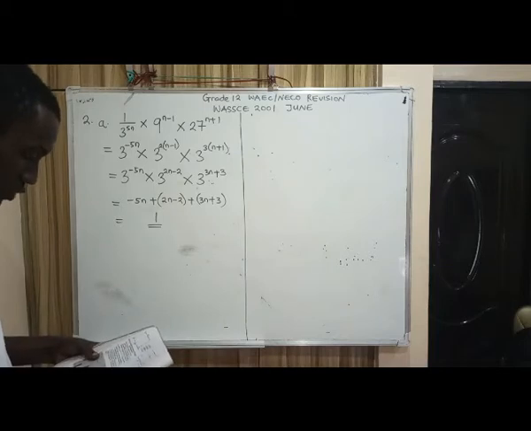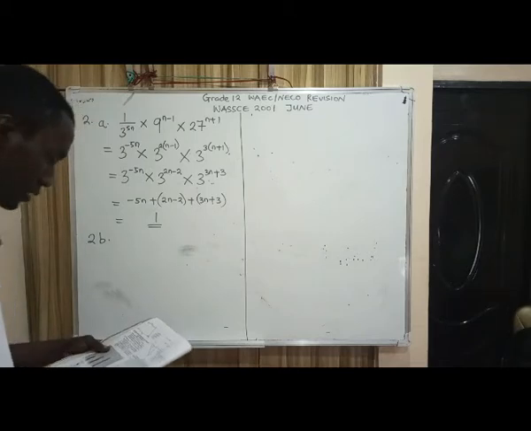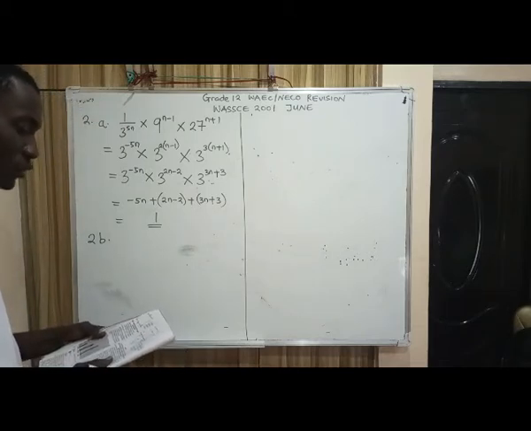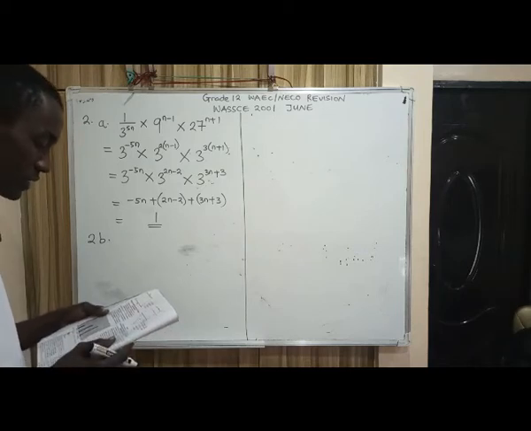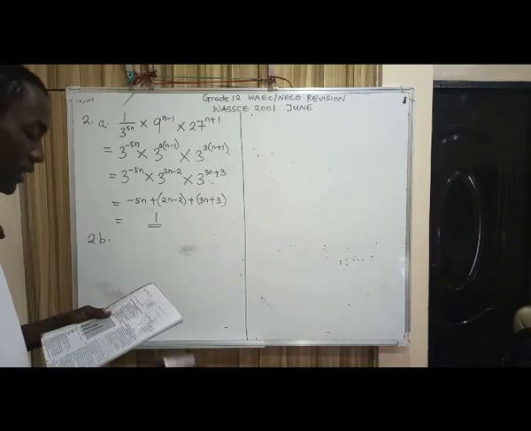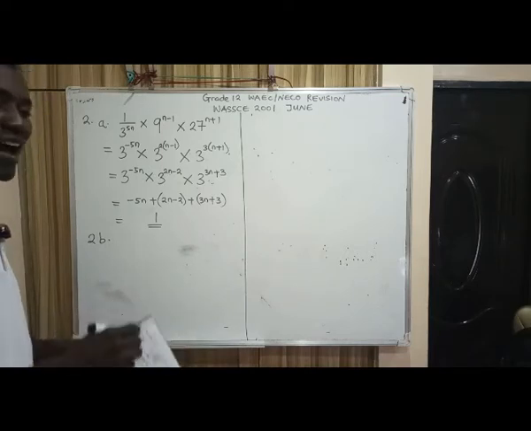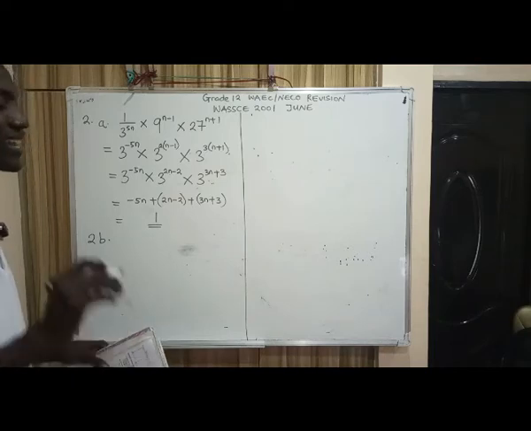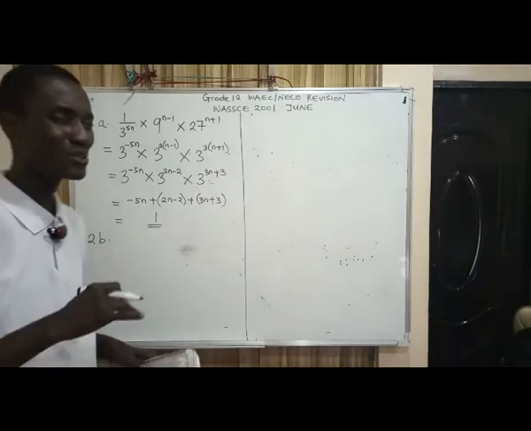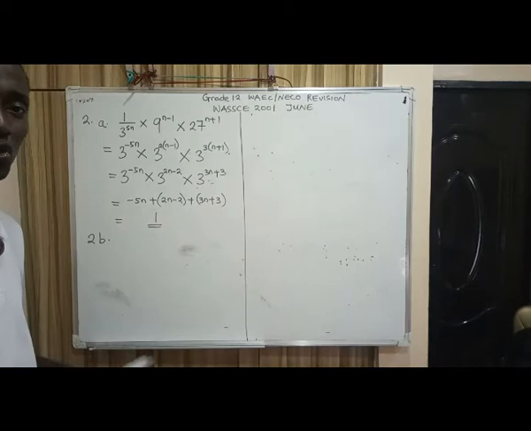Alright, so we go to question 2b. Now in 2b, we are told that the sum of the ages of a woman and her daughter is what? 46 years. And that in 4 years' time, the ratio of their ages will be what? 7:2. Find their present ages. This is a test of word problem. And for every word problem, try to read the question and understand what the examiner wants you to do.